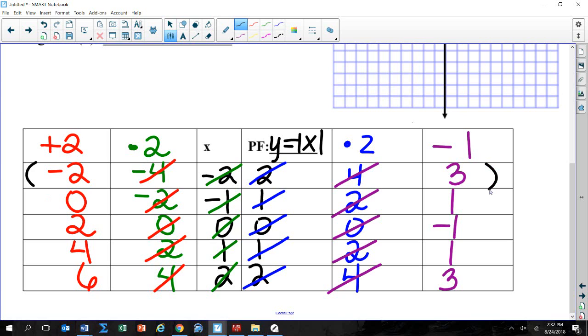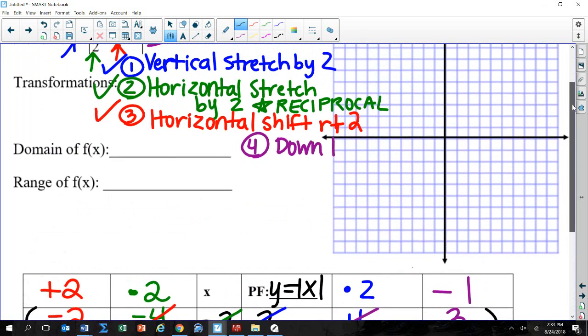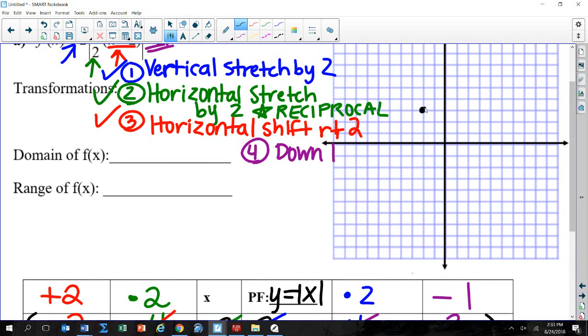-2, 3. That's my first point. See how the parentheses go on the outside of the numbers? You use the outermost number in that chart. Okay? Whatever's right next to the parentheses. Okay, then I'm also going to plot 0, 1, etc. All the way down. Let's do that. -2, 3, 0, 1. Someone read them to me. What's the next one?